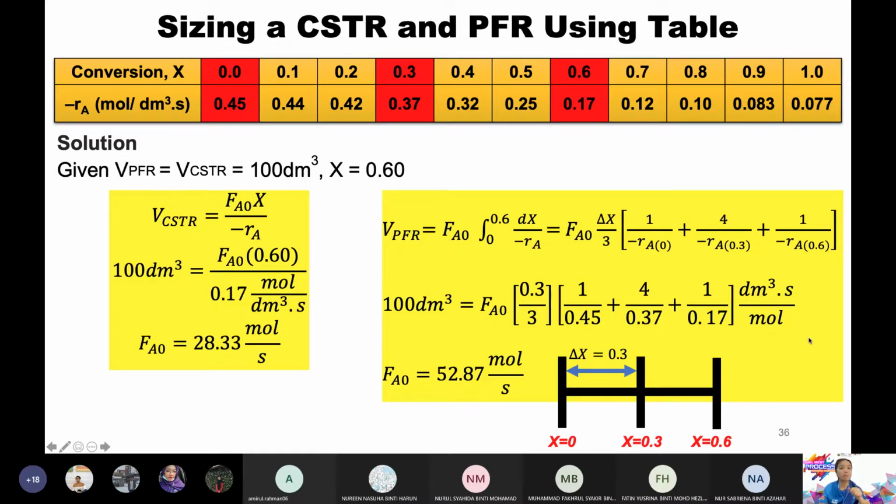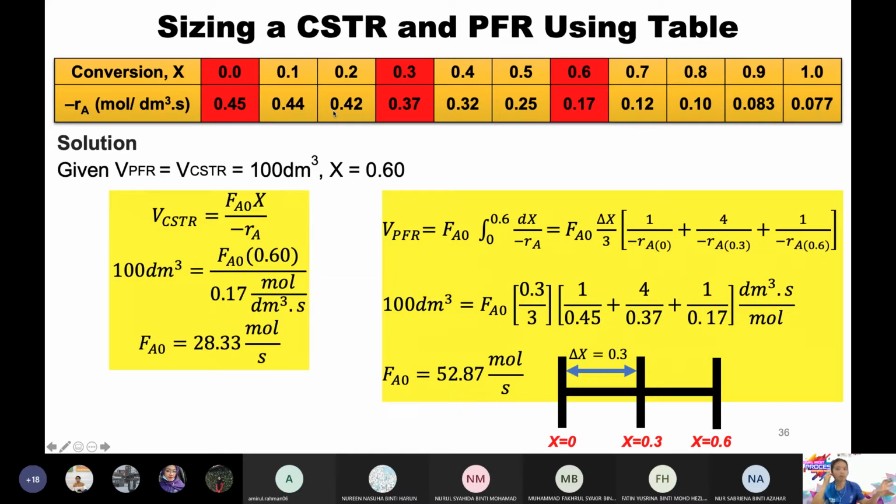So 1 divided by 0.17, the unit is dm cube second per mole. Sebab unit dia kan 1 per minus RA. So unit minus RA ni kamu terbalikkan. Sebab tu jadi dm cube second per mole. When you cancel dm cube, you will still get your final answer mole per second, but your FA0 is now 52.87.